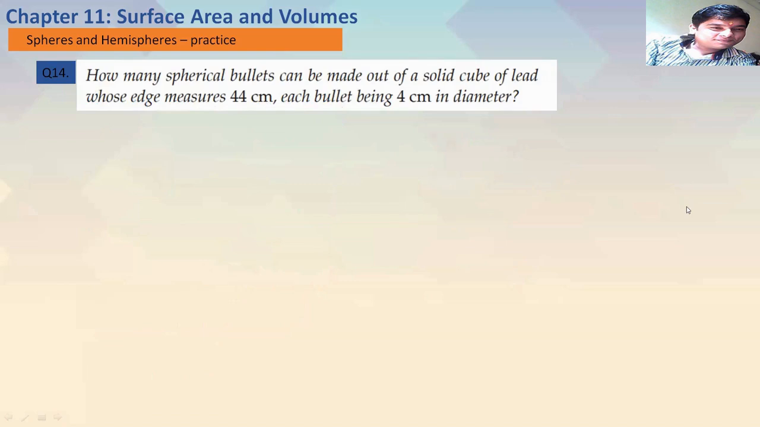How many spherical bullets can be made out of a solid cube of lead whose edge measures 44 cm, each bullet being 4 centimeter in diameter? Okay. So what is being done in this question? What is being done over here in this question, Anish? Try to see that. Okay, we have to first find the diameter.